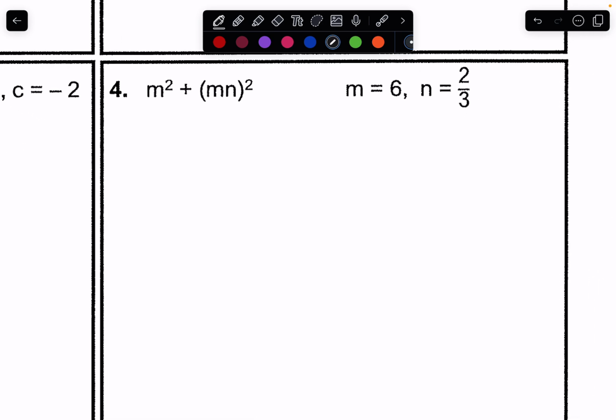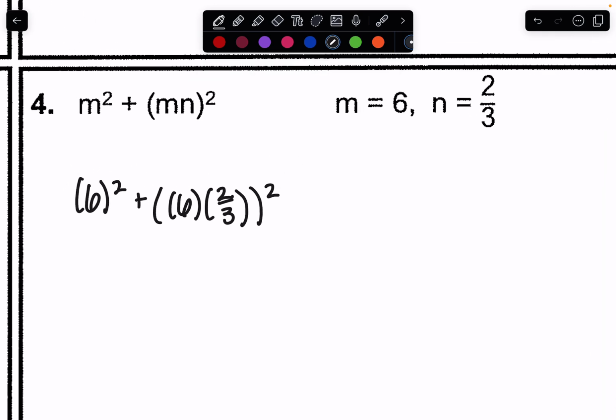So number 4, I have m squared. M is 6, so we're going 6 squared plus m is 6 again, times n. N is 2/3. And then I'm closing parentheses, and then I write a squared. So this looks kind of weird. I have a lot of parentheses. These blue parentheses are the ones from my problem. And then I have an extra set of parentheses around the 6 and the 2/3 to show that those two things are being multiplied together.